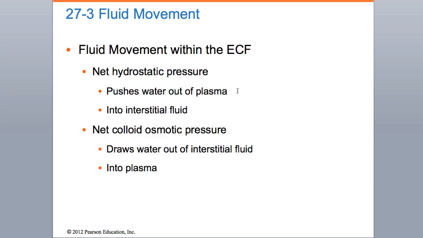Net hydrostatic pressure will move fluids out of the blood and into the interstitial space. These are opposites of each other. So this gets fluids out of the blood, and this keeps fluid in the blood. So one more time: hydrostatic pressure will get fluids out of the blood, and colloidal pressure will keep the fluids in the blood. Next slide.